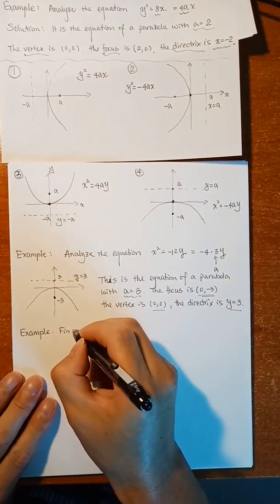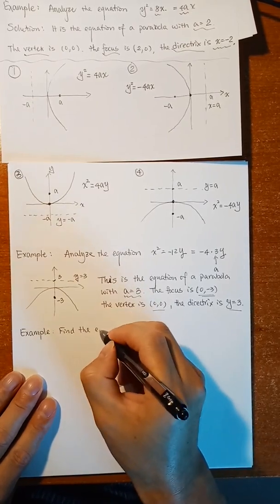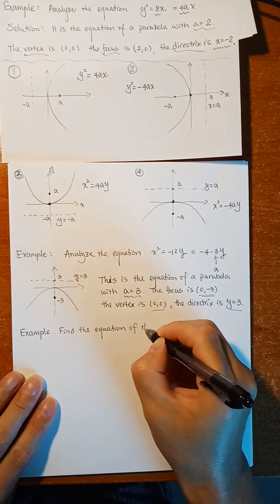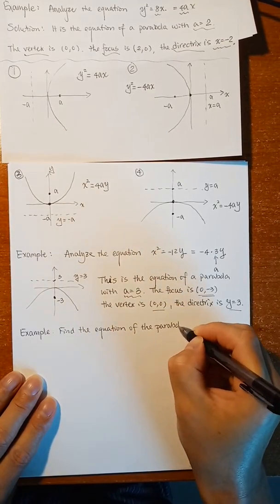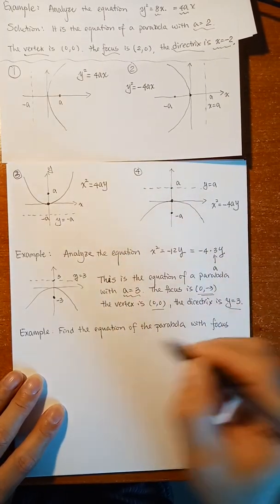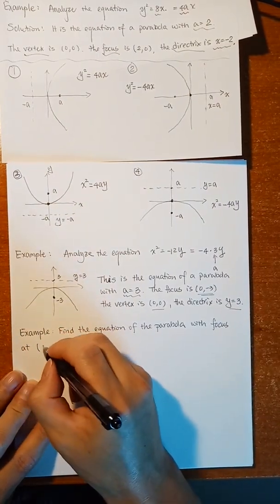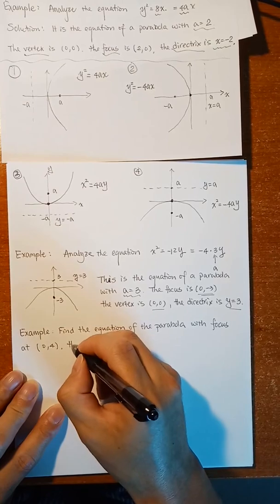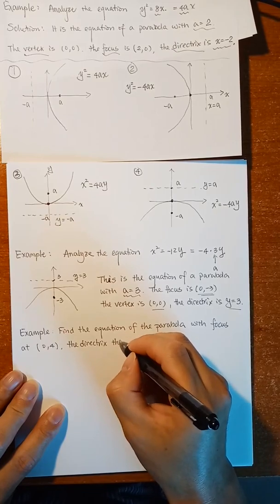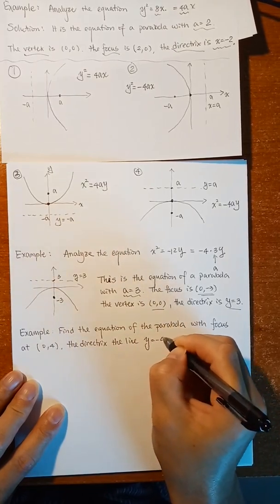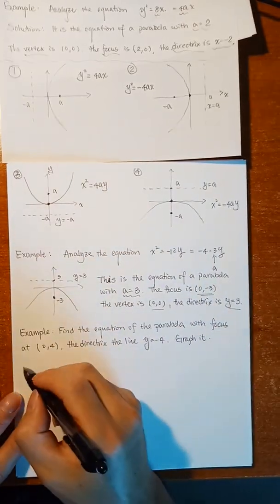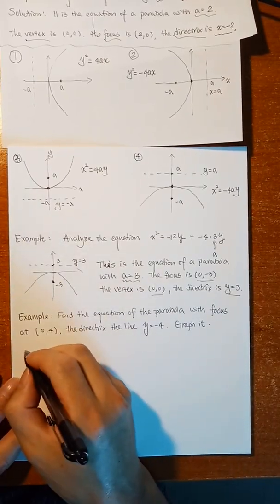Find the equation of the parabola with focus at (0, 4), the directrix the line y equal to -4, graph it. Okay, so I do recommend you to graph it first.